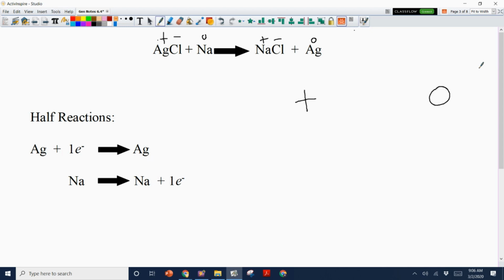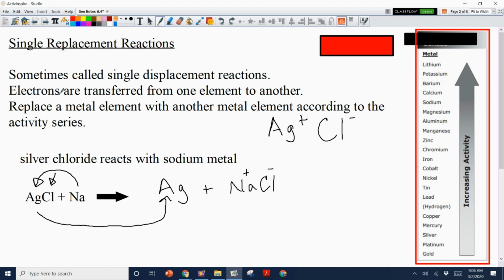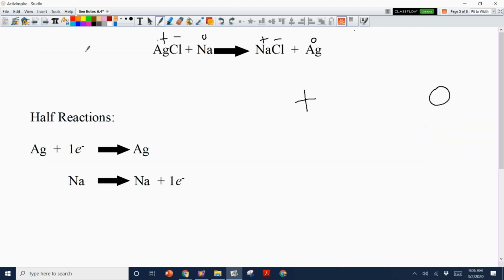So if we took away a proton from silver, it wouldn't be silver anymore. It would be palladium, number 46 instead of 47. So we can't change the protons. The only thing that we can change to affect the charge is going to be the electrons. Okay, so remember, let's go back one screen. Electrons are transferred from one element to another. That sentence right there. So all we can do is transfer electrons.